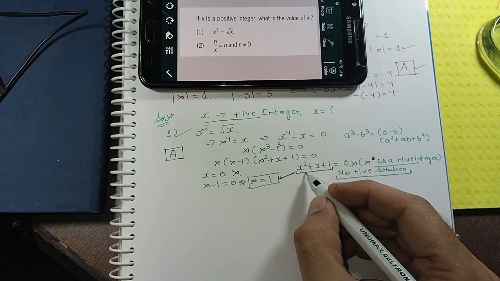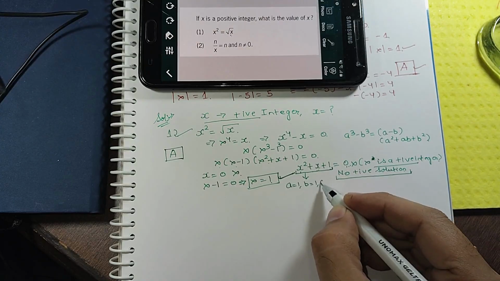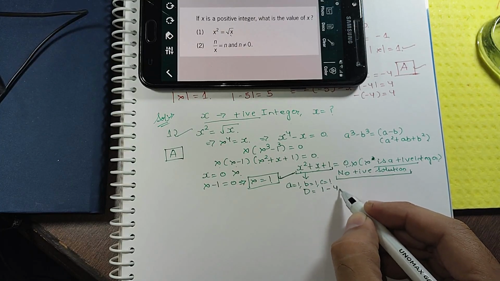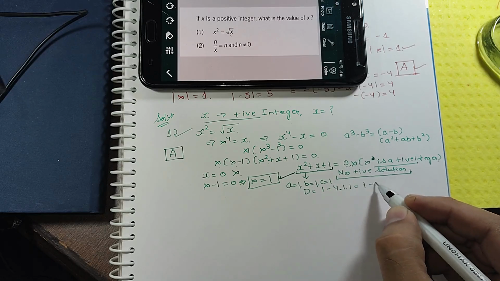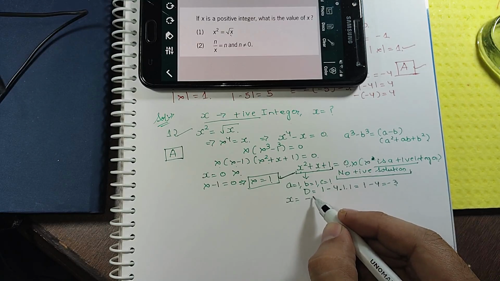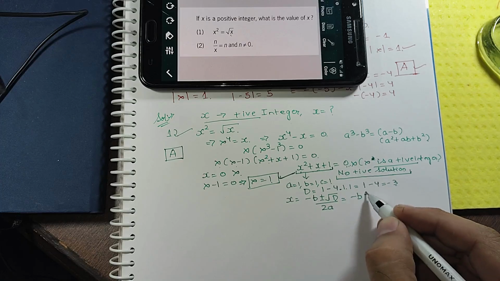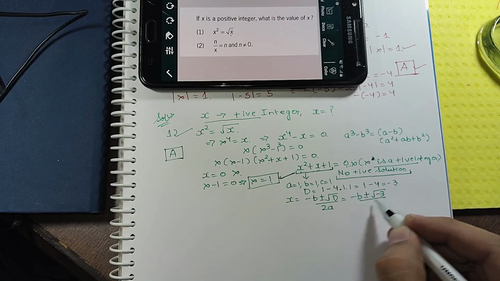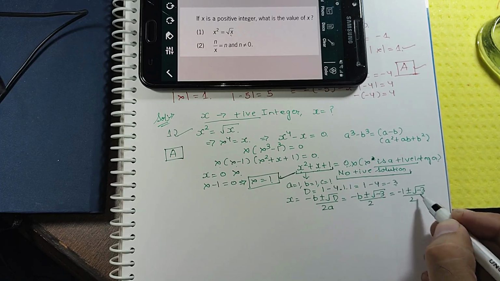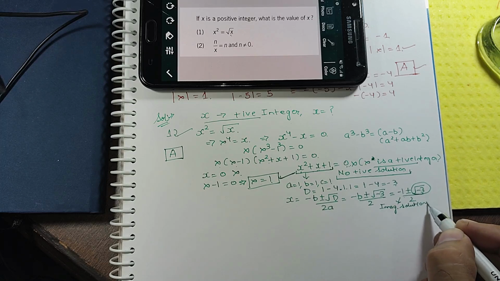If you want, I can solve this for you also. So here a is equal to 1, b is equal to 1 and c is equal to 1. So the discriminant is equal to b square, 1, minus 4 into 1 into 1. So this comes out to be 1 minus 4, which is minus 3. So for finding the value of x, we know minus b plus minus under root of D upon 2a. So this will be minus b plus minus under root of minus 3 upon 2, or minus 1 plus minus under root of minus 3 by 2. So this portion will give us an imaginary solution, right? So that's why this will also not give us any value.